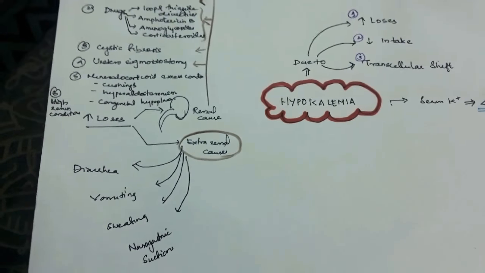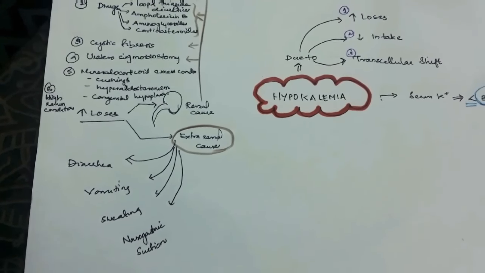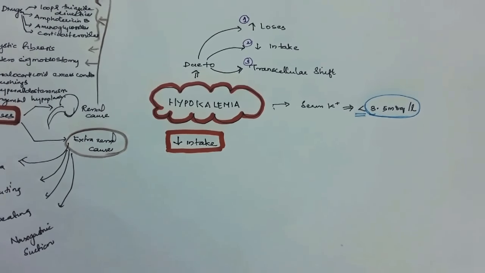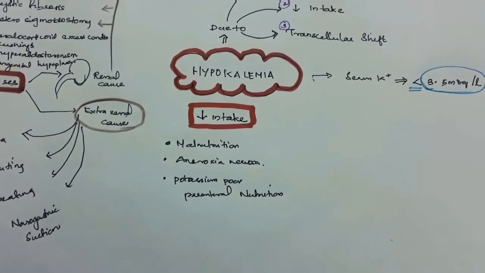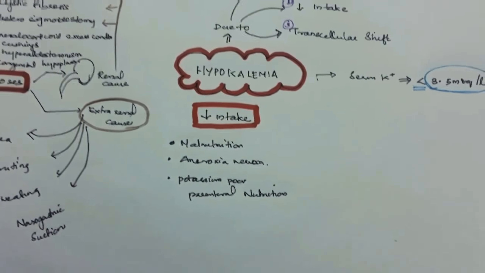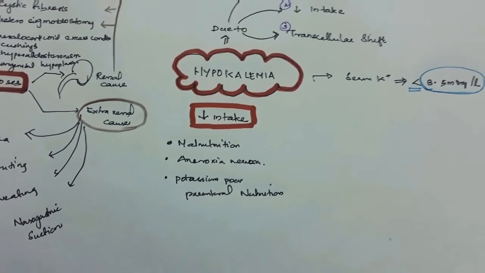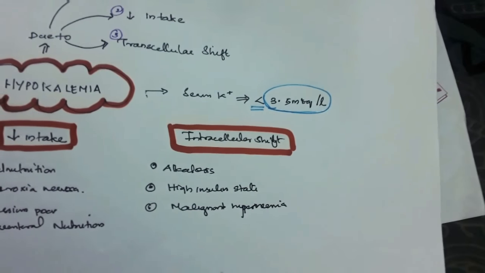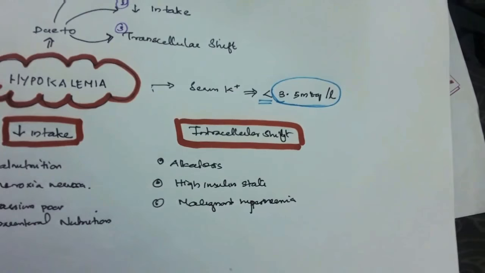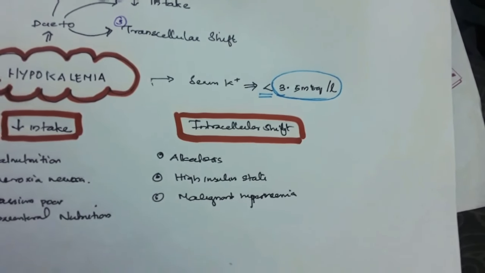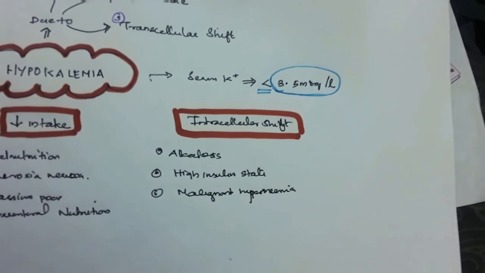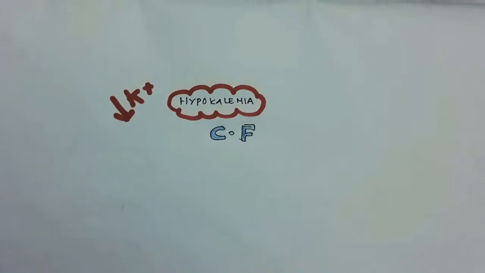Extrarenal causes like diarrhea, vomiting, sweating, nasogastric suction, etc. Coming to causes of decreased intake or decreased store: malnutrition, anorexia nervosa, potassium poor parenteral nutrition, etc. Coming to causes of intracellular shift of potassium: conditions like alkalosis, high insulin state, malignant hypothermia, etc. Next, coming to hypokalemia clinical features.